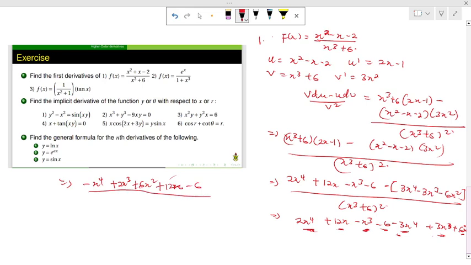Everything over x cubed plus 6 all squared. And that's all. You need not go further. So let's move to the second part.